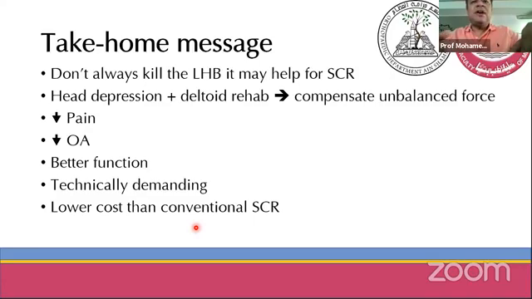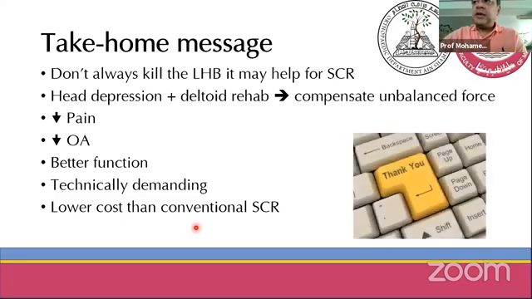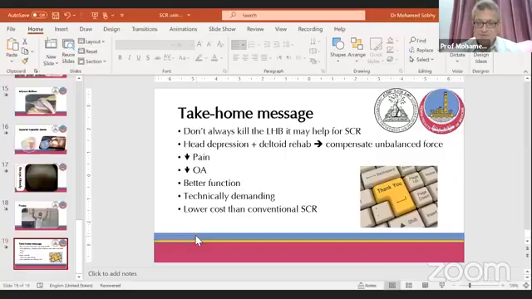It has a better function, although it is technically demanding, but actually it has a lower cost than the conventional superior capsular reconstruction with dermal or fascia lata autograft, or even the reverse shoulder arthroplasty. Thank you. I hope the case was nice and it raised certain indications for the use of the long head of biceps. Thank you so much, my dear Professor Muhammad Sobhi and Ain Shams University.